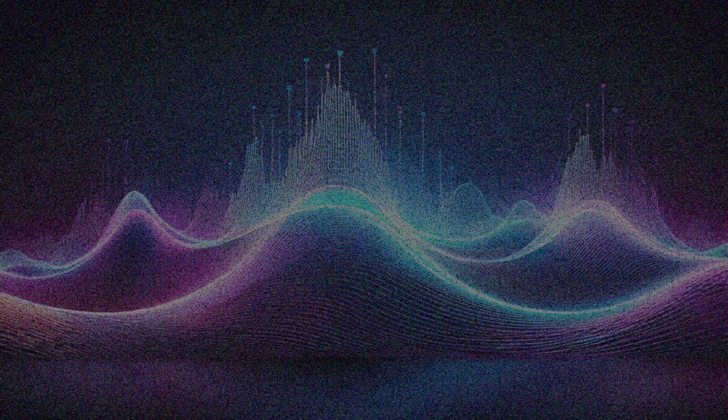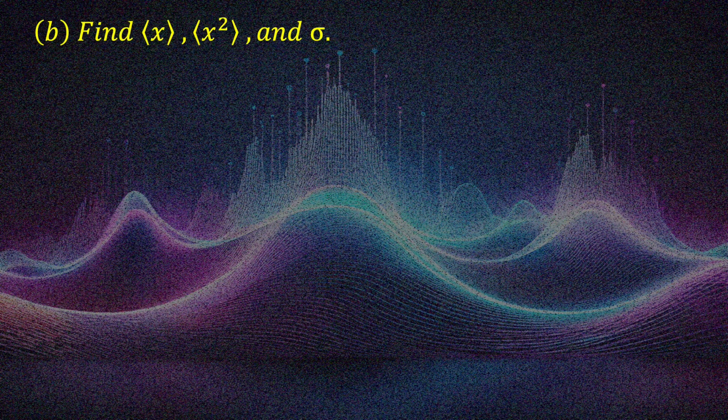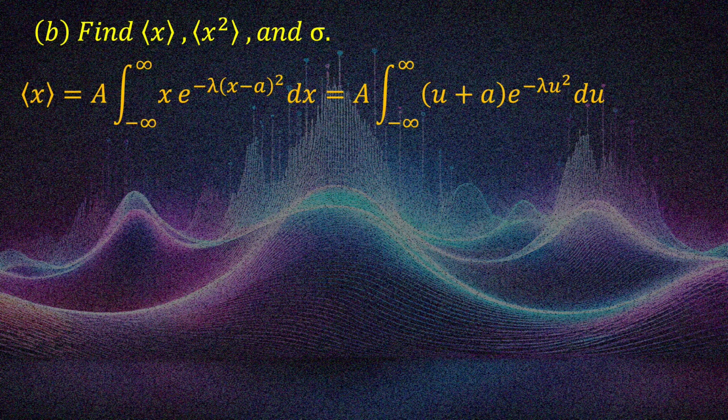We found our A. Now we want to find the expectation value of x, the expectation value of x squared, and sigma. For the expectation value of x, we have learned the definition: you multiply x by your probability density function and integrate from negative infinity to plus infinity. I just plugged in the A here, since we already found it. We don't want to complicate the expression, so you can leave it as A and plug it in at the end. Now do the same thing.